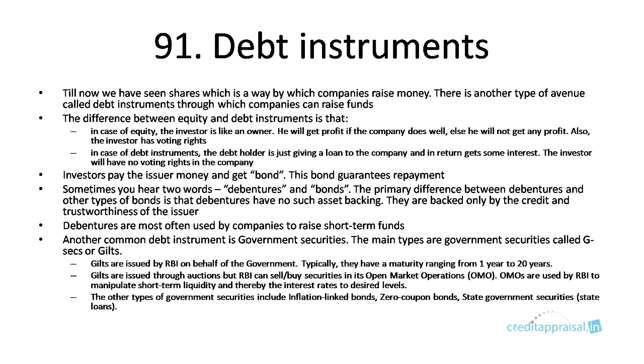So debt means it is a loan. There is a fundamental difference between equity and debt. In case of equity, the investor is an owner. We discussed this, right? He'll get profit if the company does well. In case the company doesn't get profit and is incurring losses, he will not get any profit. So the investor is like an owner. There is no obligation for the company to pay profits to the investor. It's at the discretion of the company.